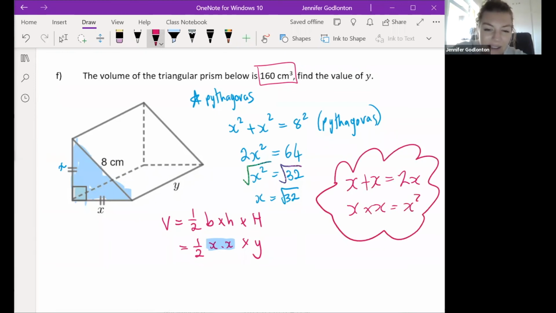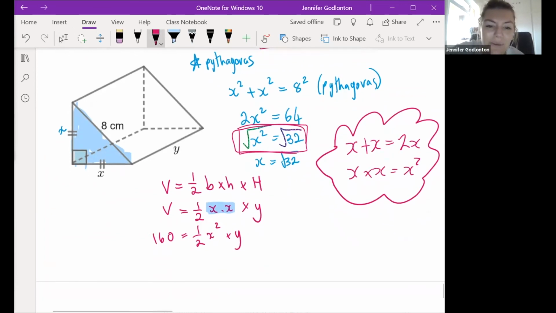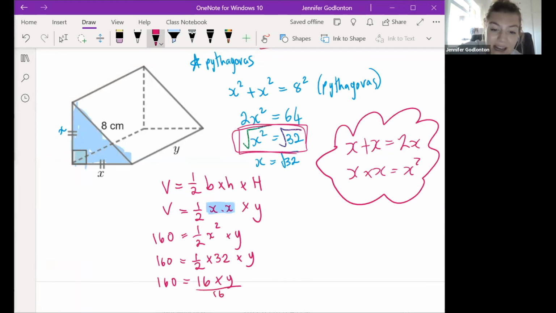Okay, so this is actually saying half of x squared times y is equal to my volume. And we know our volume is equal to 160. But we actually figured out what x squared was over there. X squared is equal to 32. We figured that out already. So we can now say 160 is equal to a half times 32 times y. So 160 is equal to a half times 32, which is 16, times y. So we can divide both of these sides by 16.